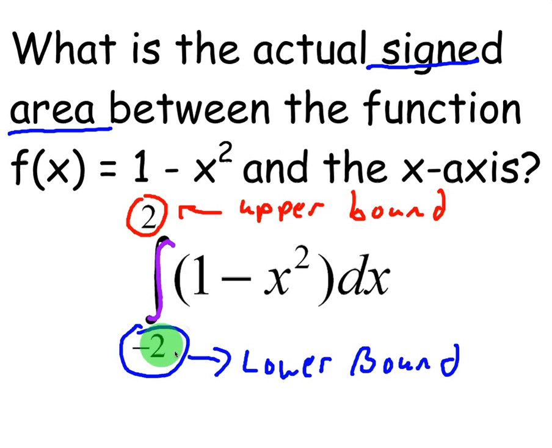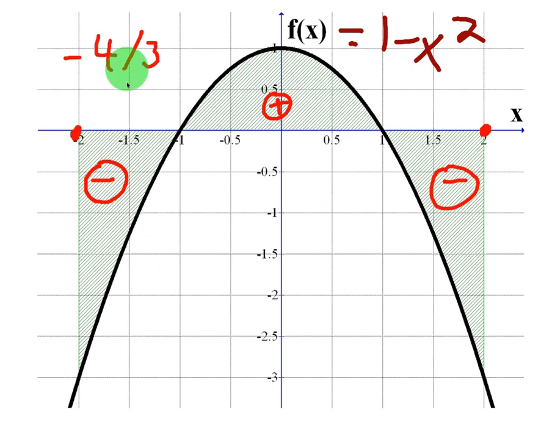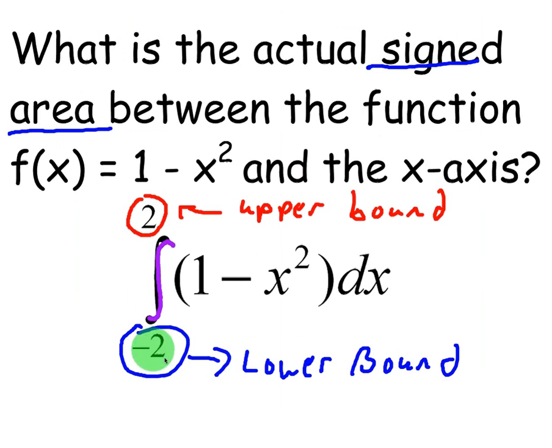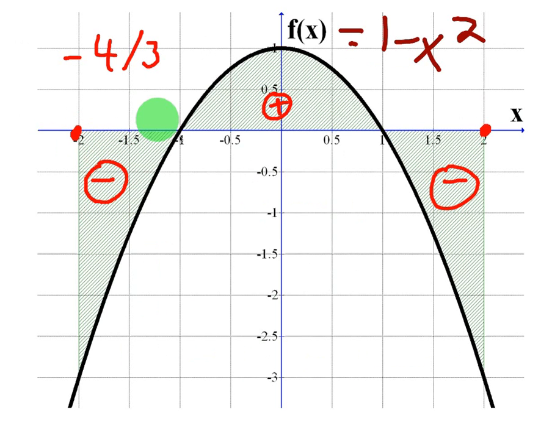The number that we put below this s is called the lower bound, so that's where we're starting. In other words, it's where we start to evaluate the signed area, so we're starting at -2. And the number that we put above our symbol is the upper bound. It's where the signed area ends.